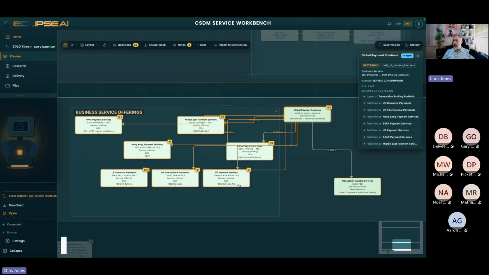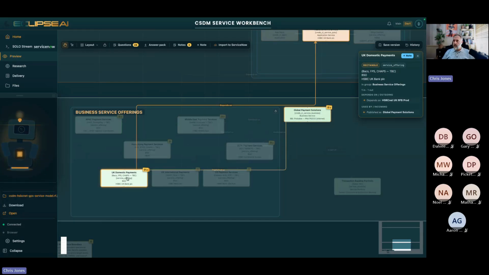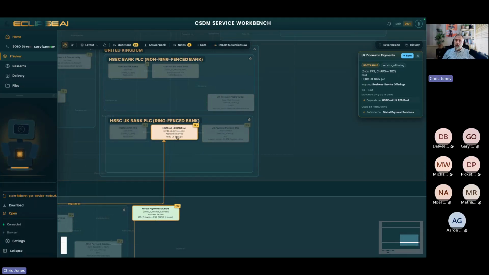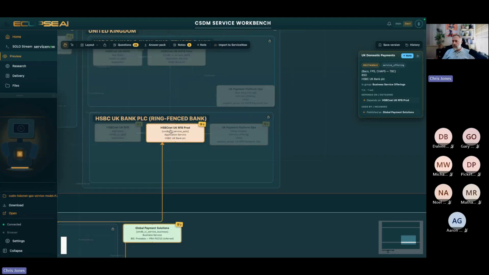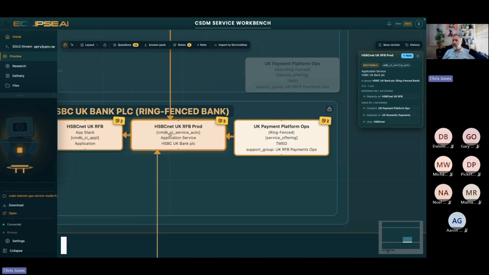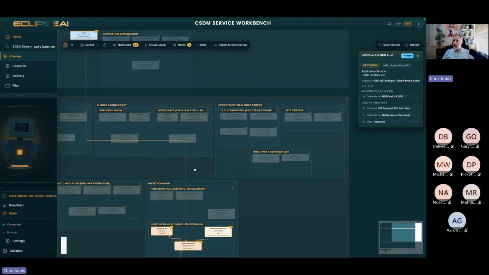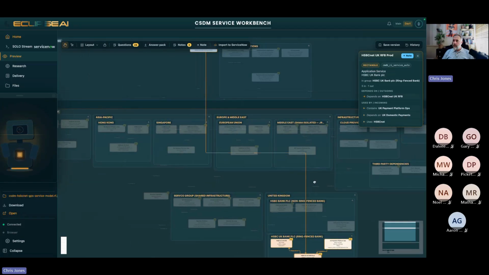So let's have a look at, is there something UK domestic? As you click on the next node, it shows the upstream connection, obviously, to the global payments business service, but then it shows its downstream to the application service that it's running on. So this happens to be HSBC Net UK RFB, ring-fenced boundary. So obviously there's a ring-fenced boundary position that they have, and that means that it is managed just in the UK in this productive environment.